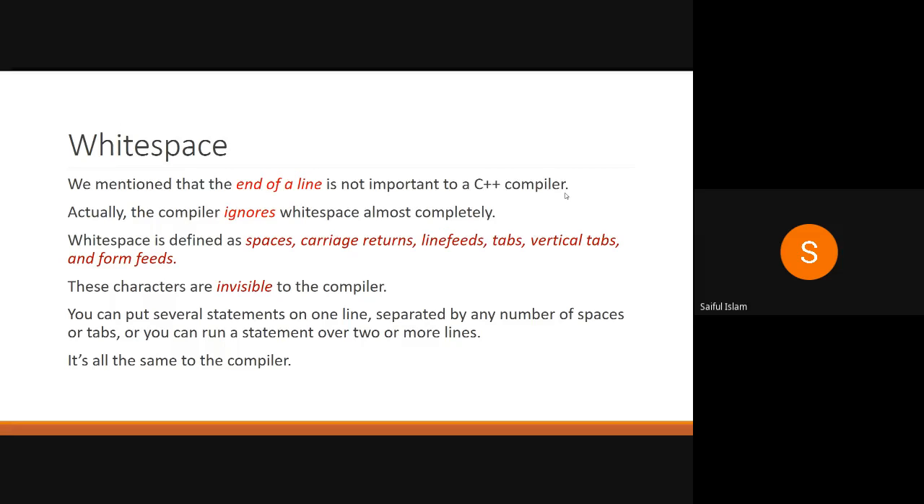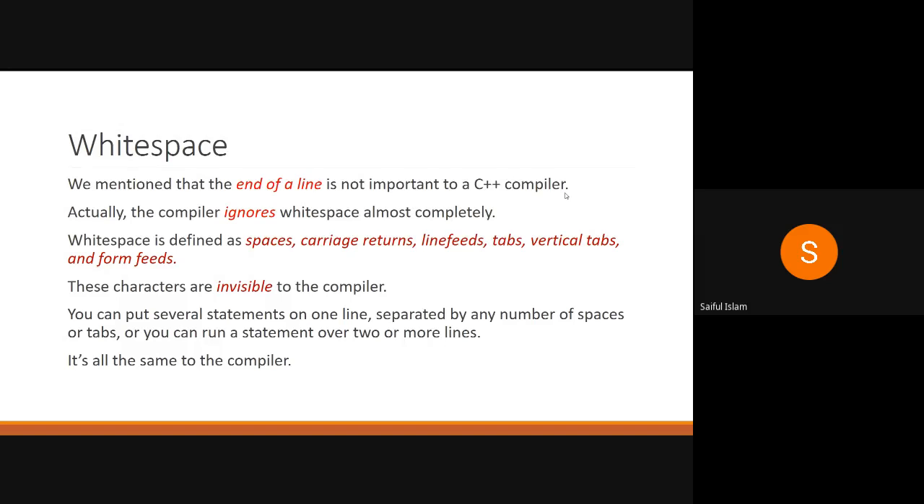We mentioned that the end of line is not important to a C++ compiler. So if you write a statement that is partially written on line 1 and partially on line 2, it will be treated as one statement across the two lines, because the end of line does not make any sense to a compiler here. So the compiler ignores white space almost completely.